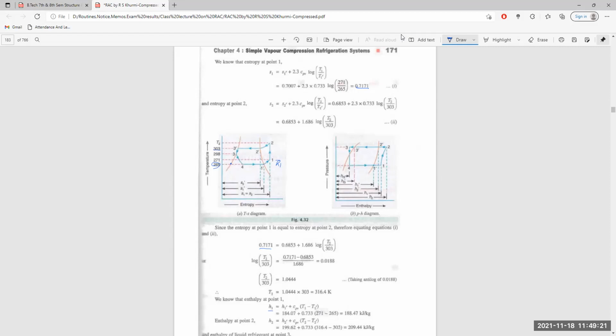So putting in the respective values and calculating, we get H1, the enthalpy at the entrance of the compressor, equal to 188.47 kilojoule per kg.